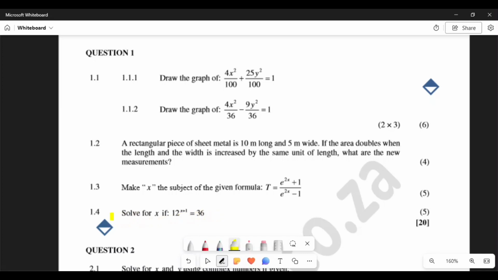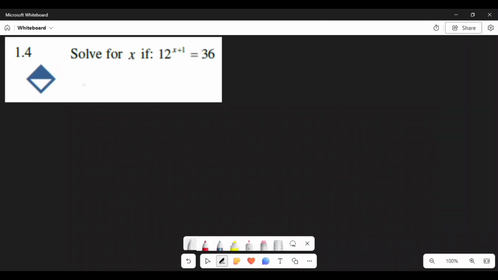Which is question 4.1. Here they just want you to solve for x. I don't think this is difficult, but just in case you find it difficult, let's solve this one. Let's try to be quick on this one. I'm going to copy this question here, and then we're going to solve it on the side. Right, guys, so let's do this one.